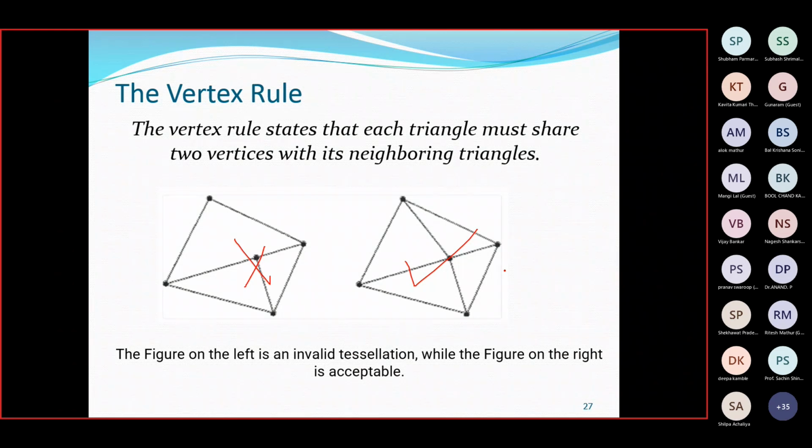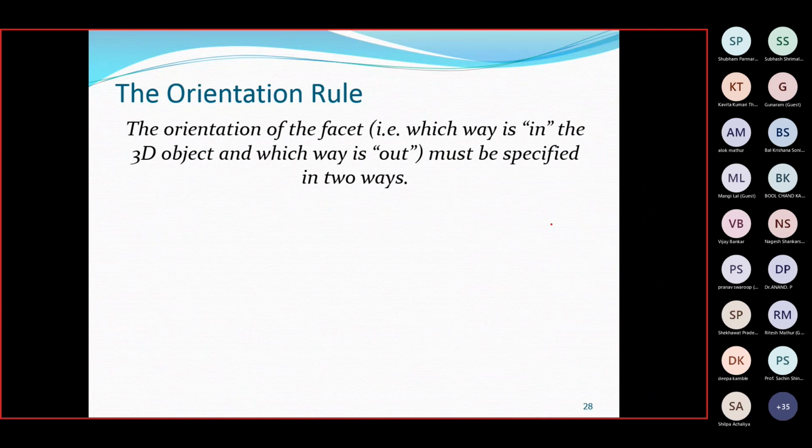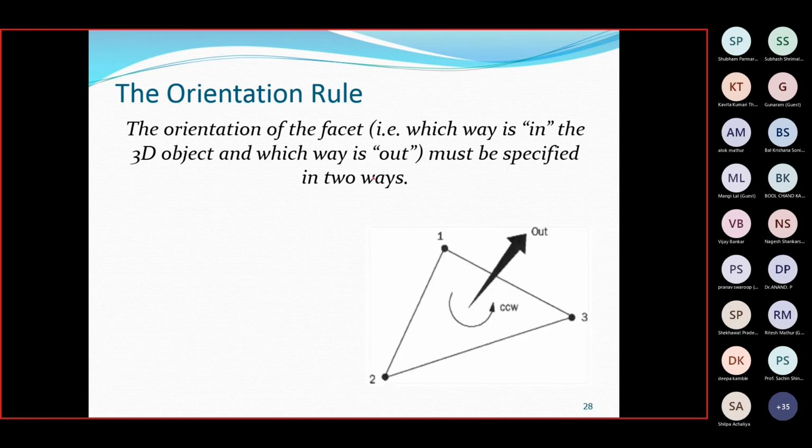Okay, so that part you have to remember. Then the orientation rule. The orientation of the facet of each and every triangle, that is which way is in the 3D object and which way is out, must be specified in two ways. Always remember that because it is a surface, you are not going to model inside that surface. You are just going to model outside of that surface. So it is always outwards.